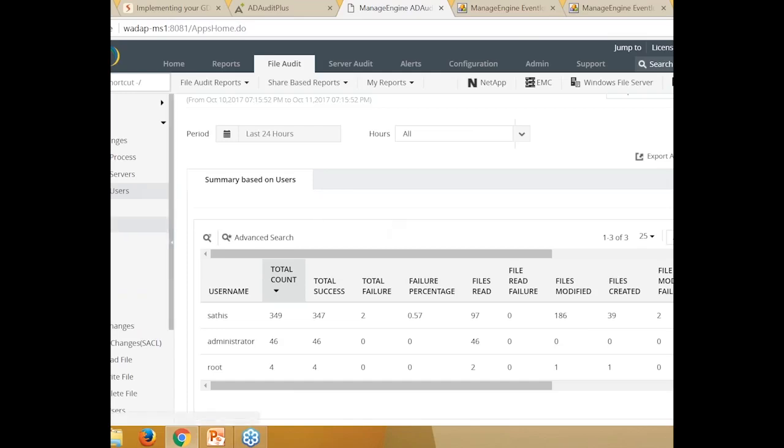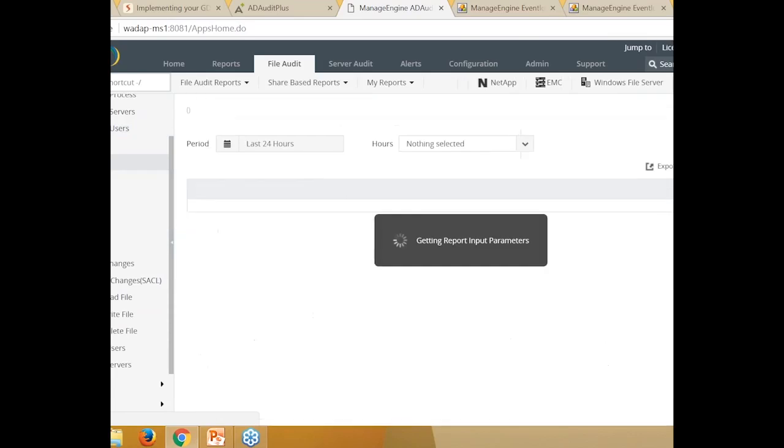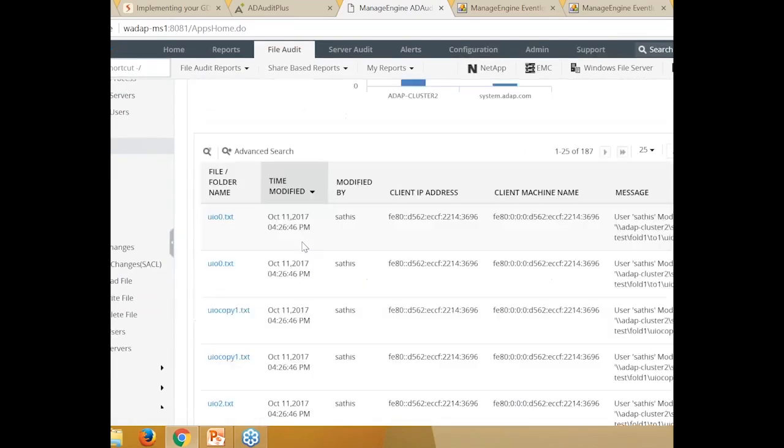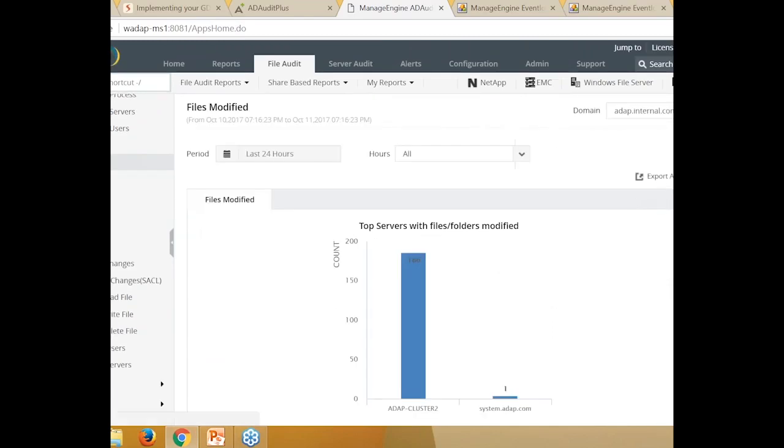And again, when we're talking about files, you can see a bunch of reports here. Maybe I look at the files that were modified in the last 24 hours. And here I can again see in-depth information as to who is doing the modification, the IP address, and a whole bunch of details really that has been collected by the tool and can be exported as a report for your auditors.